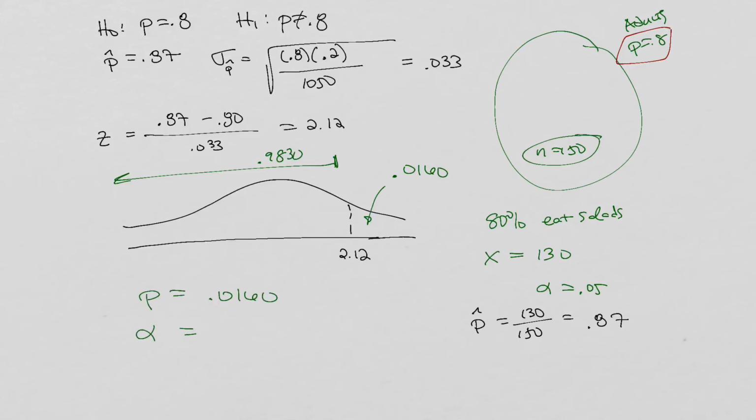I'm testing that at the alpha level of 0.05. So in this case, p is actually less than alpha. Whenever your p-value, your probability, is less than your threshold, that tells us to reject the null hypothesis. All right, so in this case, we believe it actually is.